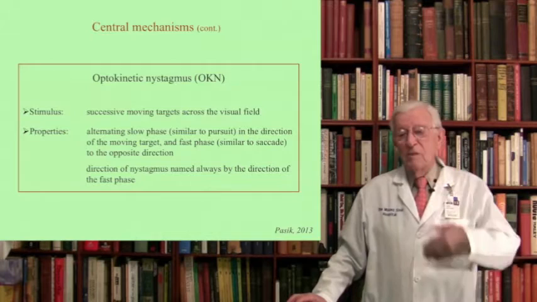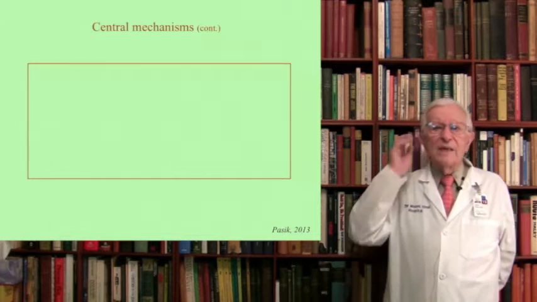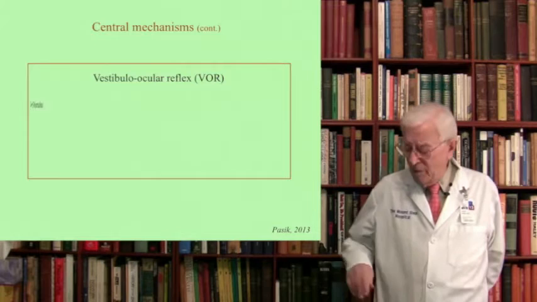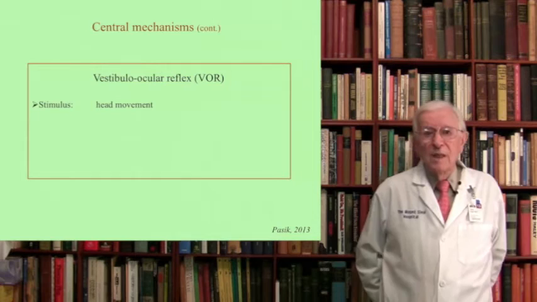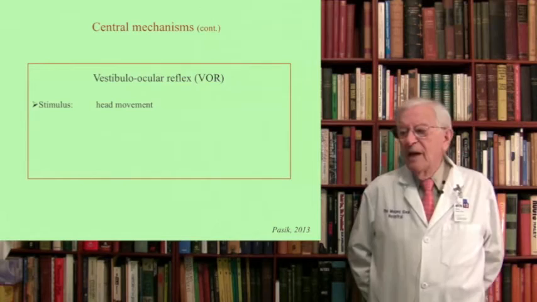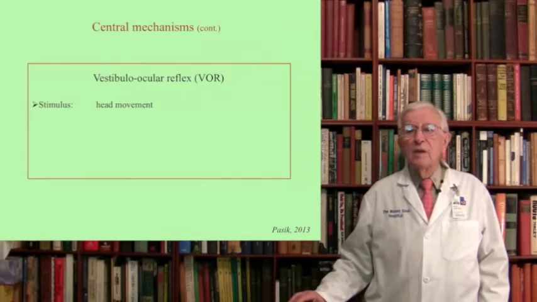Now, you have another central mechanism, that is the vestibulo-ocular reflex. We already discussed it in the vestibular system, right? You know that the stimulus will be a head movement that displaces the planes of the semicircular canals, and the endolymph will either push or pull the cupula and result in excitation or inhibition of the corresponding receptors.